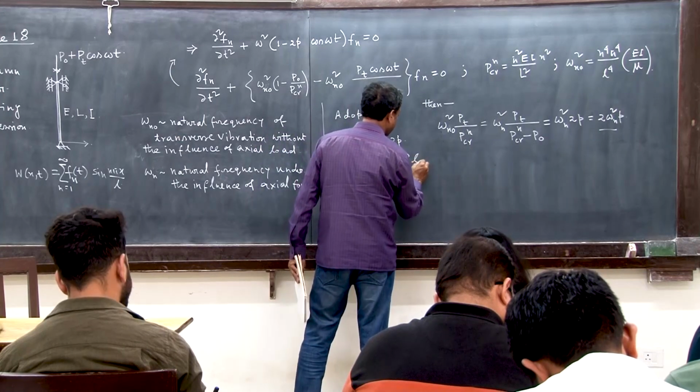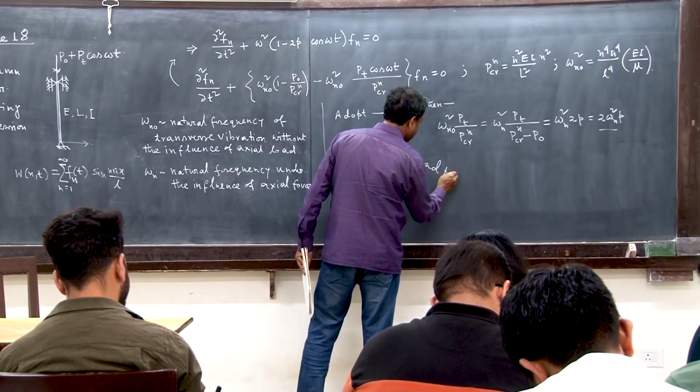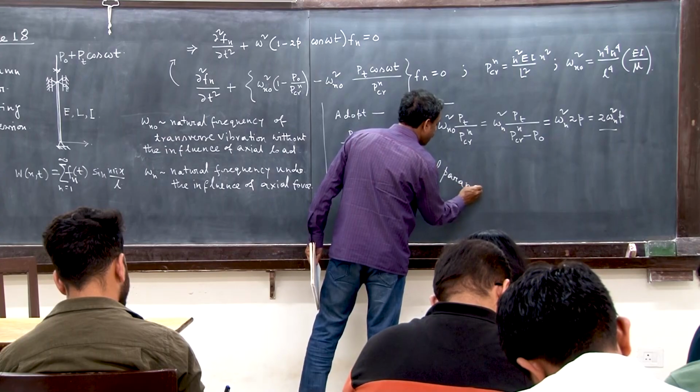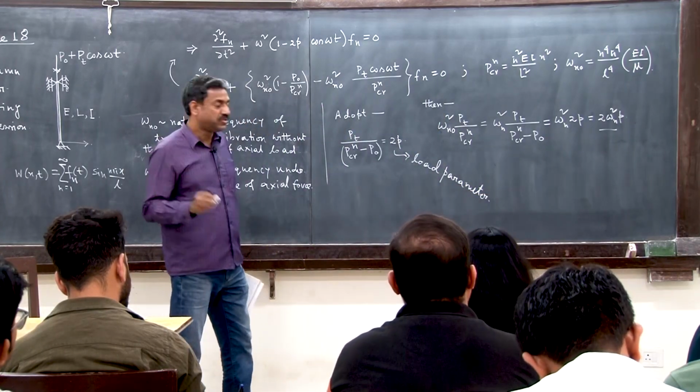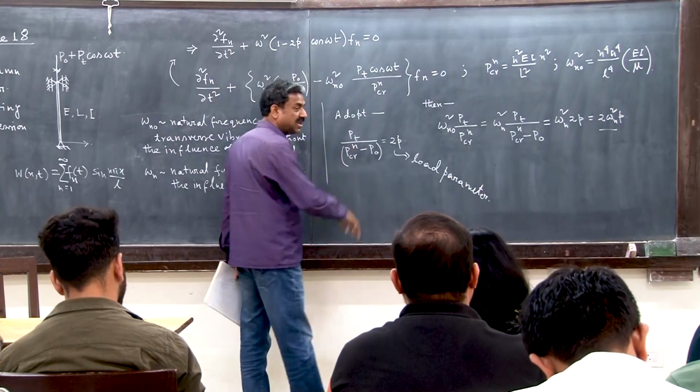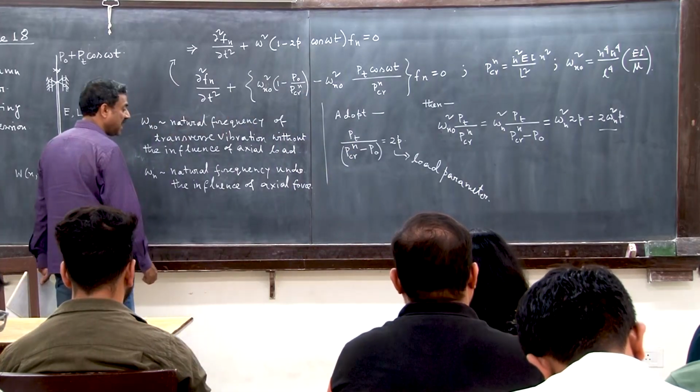Small p, this one is a load parameter. It's a ratio of course, but it's a critical parameter, please note that. What you can understand, what it signifies is the extent of the amplitude of the dynamic loading. Of course, it is normalized with respect to this, right? Clear?